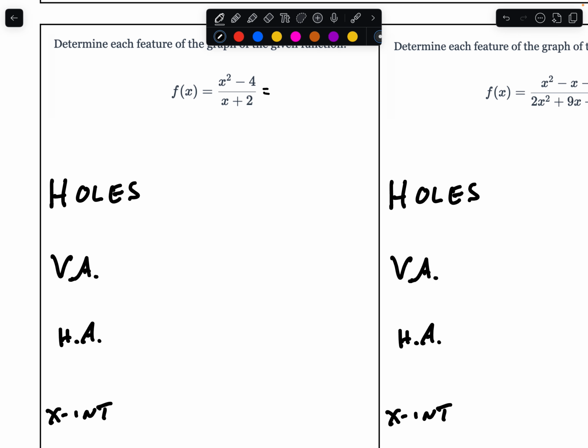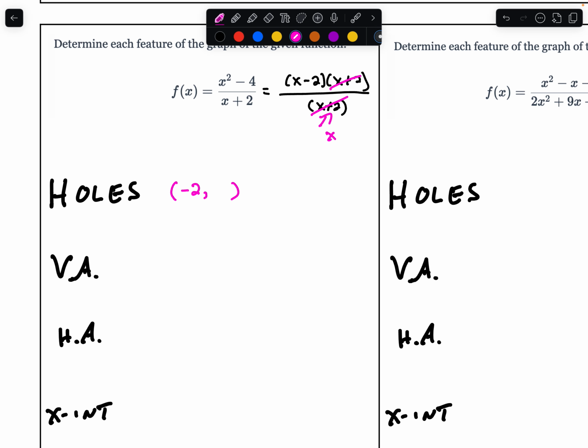So if I factor this top here, I'm going to get x minus 2, x plus 2, all divided by x plus 2. So there we go. Right away, the first thing that we notice is that x plus 2 and x plus 2 disappear. It's like a ghost. So what does that look like on a graph? Well, that is going to be a hole. So we're going to have a hole at negative 2 comma some number, right?